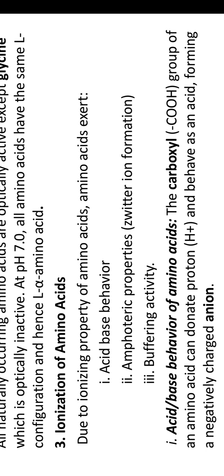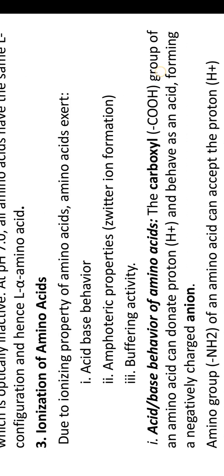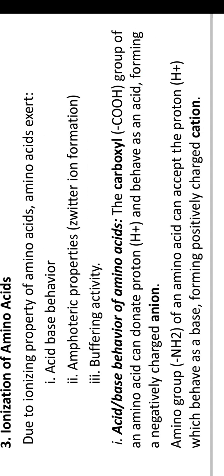Next characteristic, the ionization of amino acids. The amino acid can ionize in any solution. Due to this property, three properties are exhibited. First one, acid base behavior. Next one, amphoteric properties. Third one is buffering activity. First, we learn about the acid base behavior of amino acids.